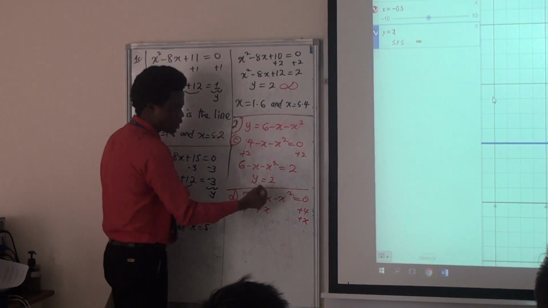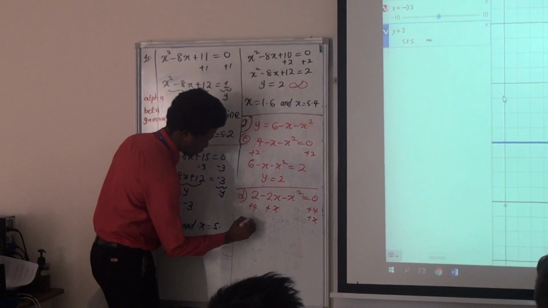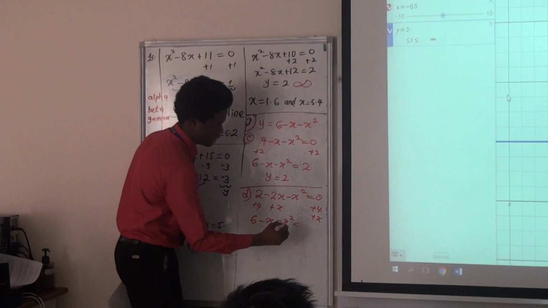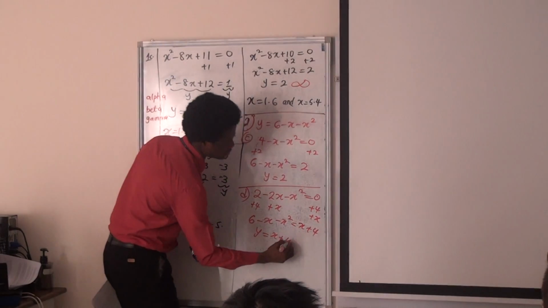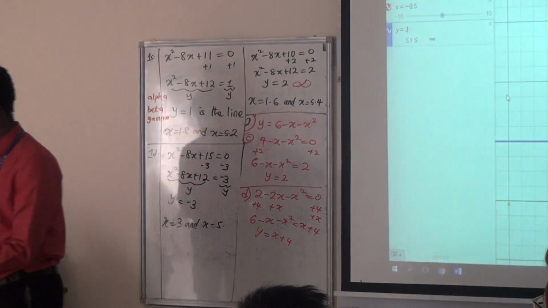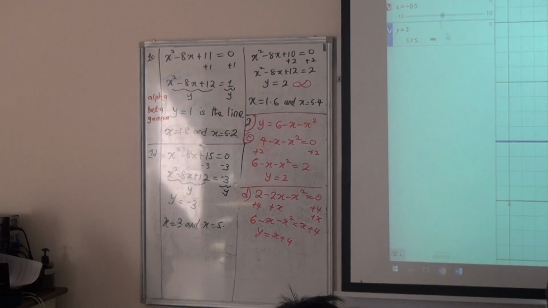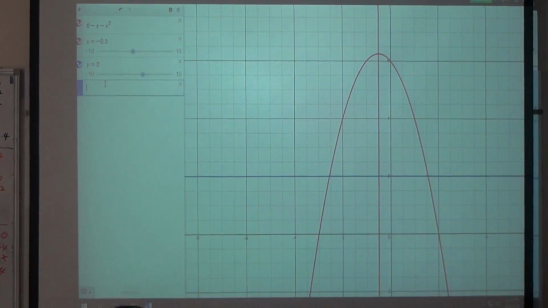You can't divide 1 out of 3. So this is 6 minus x squared. And on the other side, what do we have now? x plus 4. So we need to plot the graph y is equal to x plus 4. So let's see. Plot the graph y equals x plus 4.